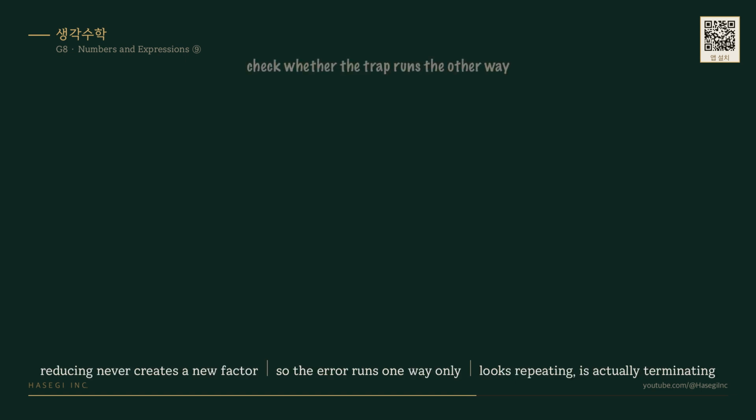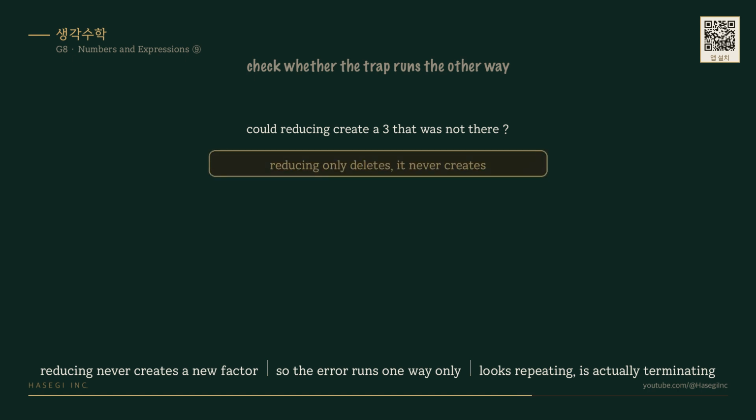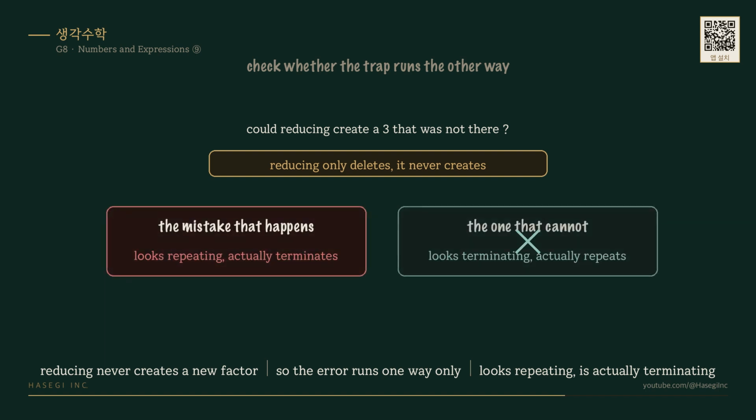Check whether the trap runs the other way too. Could reducing conjure up a 3 that was not there? No. Reducing only removes factors, never creates them. So the misreading happens in one direction only. Something that looked like it repeats turning out to terminate. That is exactly why we reduce before testing.